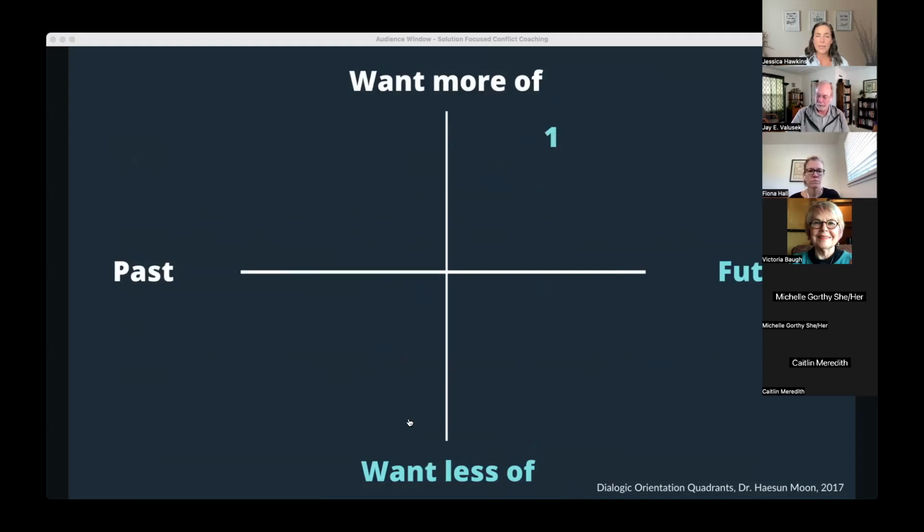So quadrant 1 is what people say they want more of in the future tense. Especially for those of you that have never seen this before, there's a name for each of the quadrants. What would you call quadrant 1? Preferred future. Perfect. Yeah, and that's exactly what it's called.